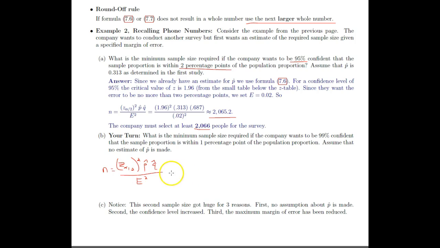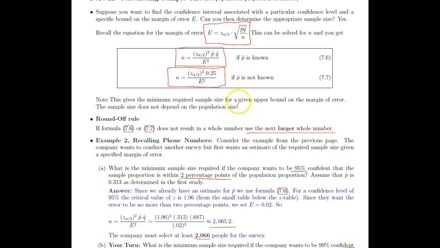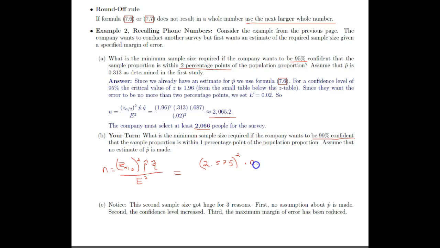And for p hat and q hat, we're going to use 0.5 and 0.5 because we have no estimate of p hat that we want to work with here. So our z sub alpha over 2 in this case, since we're working with 99% confidence, is going to be 2.575. So we're going to square that. Then we'll multiply it by 0.5 and 0.5, which you probably recall from earlier is 0.25. And then we'll divide all that by our e squared.